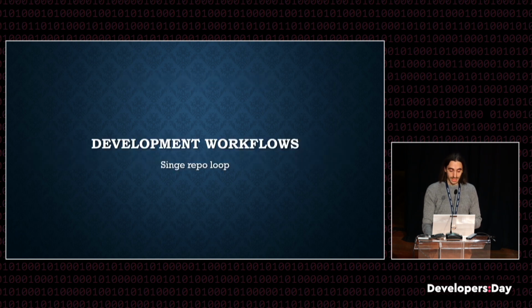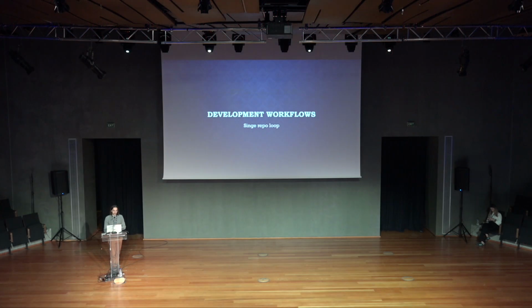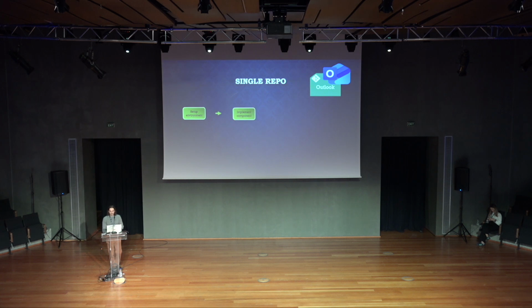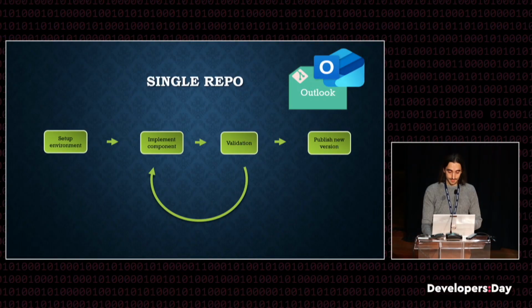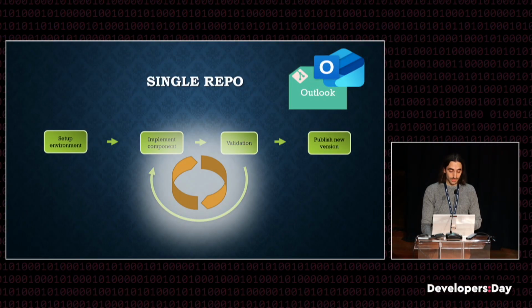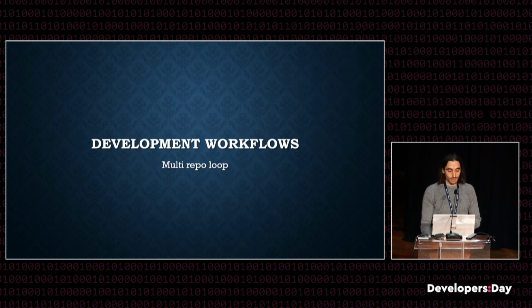Okay, then another workflow is the workflow within a single repo. As we see, we set up the environment, as we've seen before. Then we implement our component or our code. Then we validate that the code does what we want it to do. If it doesn't, we go back to implementation and iterate until the code does exactly what we want. And when everything is fine, we publish a new version of that code. So this is the loop in that scenario, and the loop is about 1 hour, give or take. And now we'll look at the more complicated loop when we have to develop code that is spread across different repos.